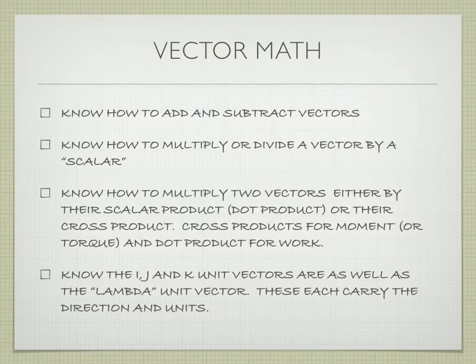And then know that i, j, and k are unit vectors in the x, y, and z directions as defined by you when you define a coordinate system, and that the lambda unit vector is a unit vector in the direction of the vector you are talking about. It is then multiplied by a scalar being the magnitude. Remember that i, j, and k, as well as lambda, are the sub-piece of a vector which carries the direction in the units.